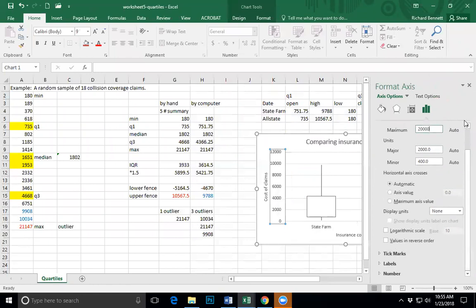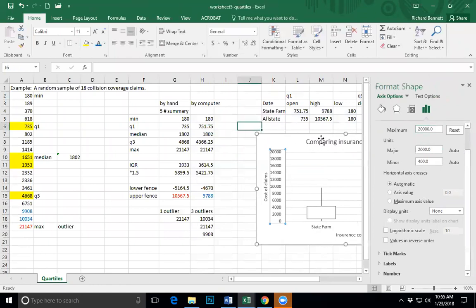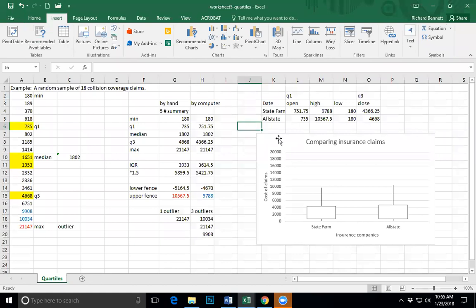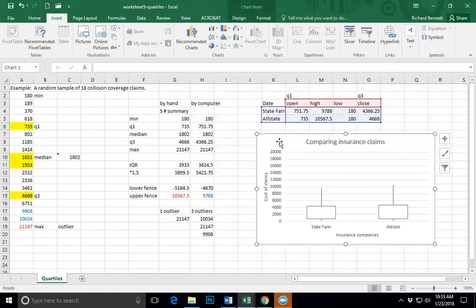And hopefully, where's my OK button? Maybe I'll just press enter. Okay. So that changed my scale. Now, here's what I'm going to need to do. I need to draw in my line. So make sure that you have this selected. If you don't, it's not the end of the world, but it makes your life a lot easier.